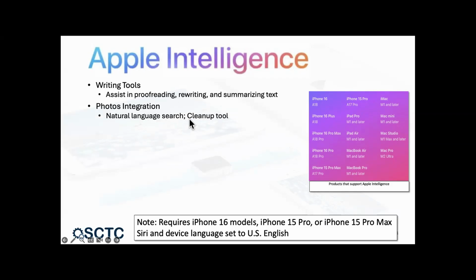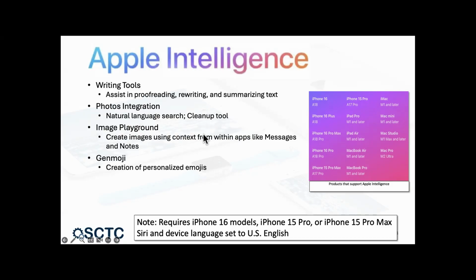There's some integration into photos. We're going to talk about that a little bit. There's a new thing called Image Playground, which will create images for you. Very similar to that image you saw earlier that I had ChatGPT create for me, although it's not as sophisticated as ChatGPT yet. There's a thing called Genmoji. If you're familiar with emojis, you can actually create your own emojis using AI.